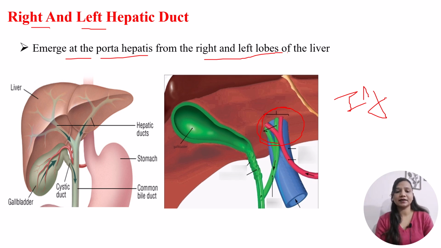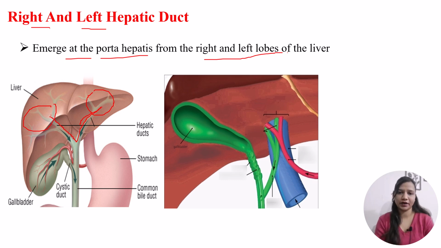And this right and left hepatic duct, as you can see here, emerge from the right and left lobe of liver respectively. The main thing you have to understand here is the contents of porta hepatis. What are the contents of porta hepatis? It is the most common question asked in viva.